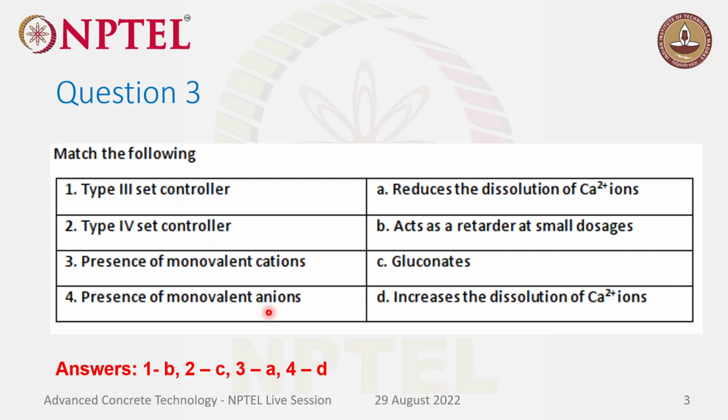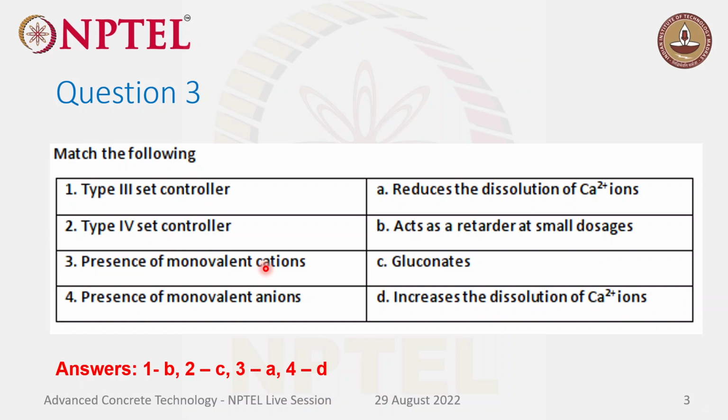Now we have to see what is in the right side. Obviously type 3 set controlling agent, at lower dosage it will act as a retarder at small dosages. That is the right answer, nothing but 1 matches to B. And coming to the second one, type 4 set controller, gluconate is one such example of a type 4 set controller.